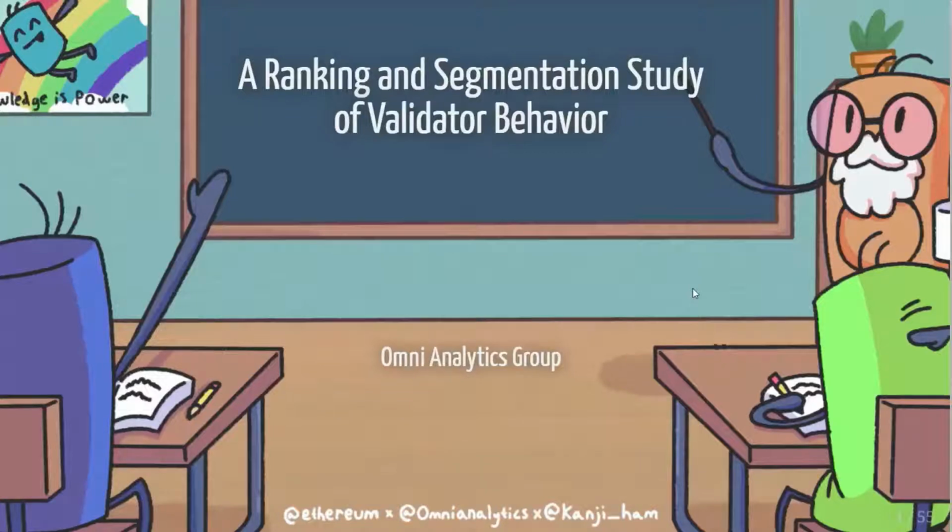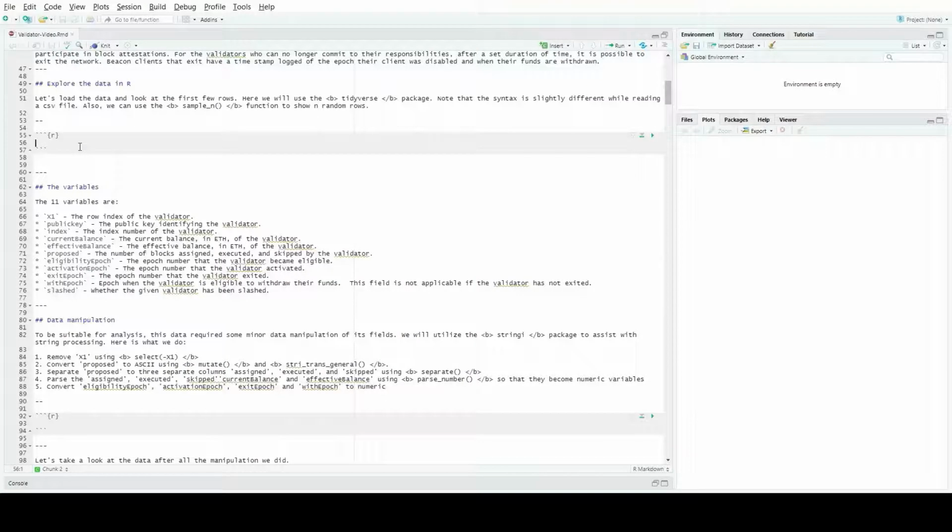Welcome to this video. We will look at a ranking and segmentation study of validator behavior. In this video, we will focus on coding in RStudio to get all the outputs there are in this study. Let's get started. First, let's use the tidyverse package to load the data.